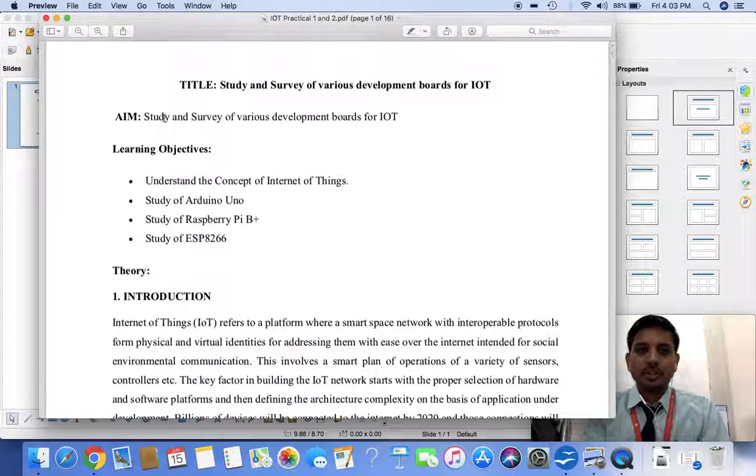The aim is study and survey of various development boards for IoT. So IoT is nothing but the Internet of Things. The learning objective of this first practical is to understand the basic concept of IoT, then the study of Arduino Uno, study of Raspberry Pi, and the study of ESP8266.